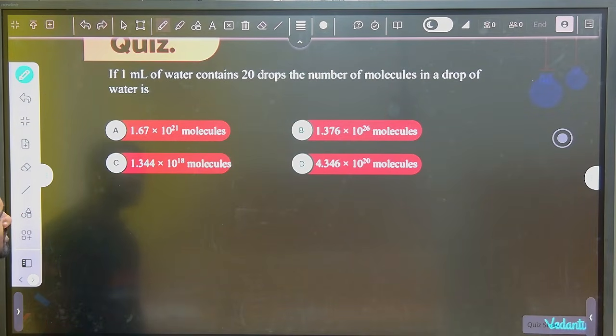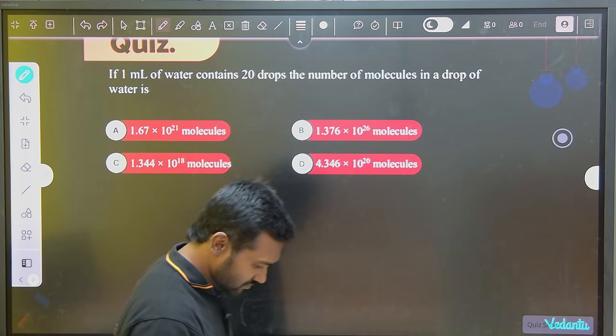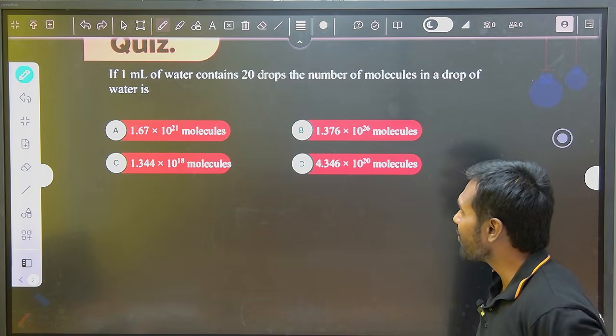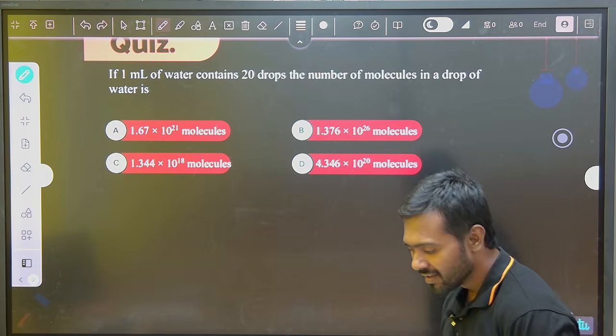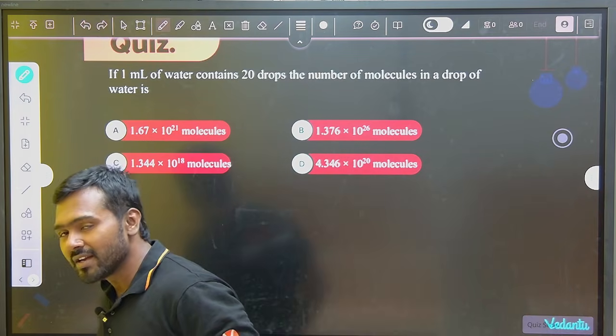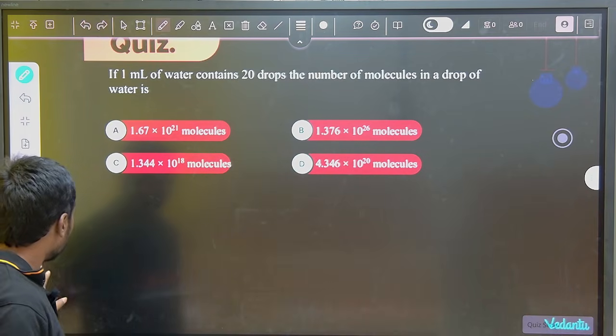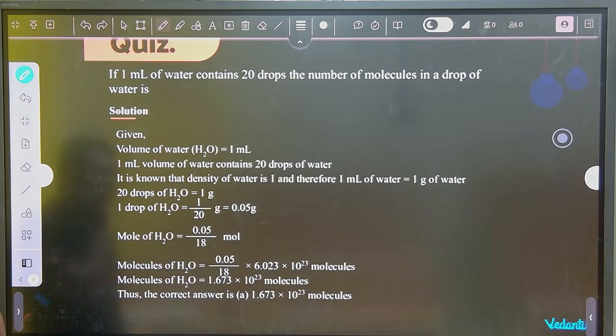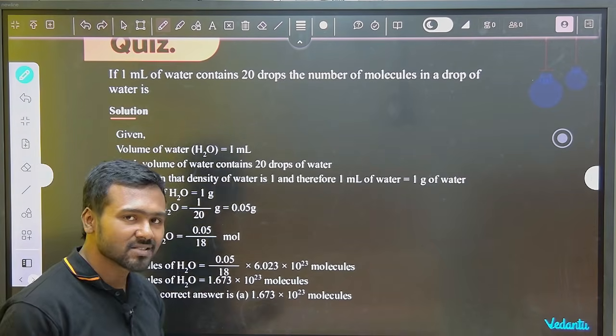1 ml of water contains 20 drops. The number of molecules in a drop of water is? Here you should know the density. 1 ml of water contains 20 drops, so how much is the weight of the 20 drops that you have to consider? The volume of water is 1 ml, and 1 ml of water contains 20 drops. The weight of the 20 drops of water is 1 gram. Consider 1 ml as 1 gram.